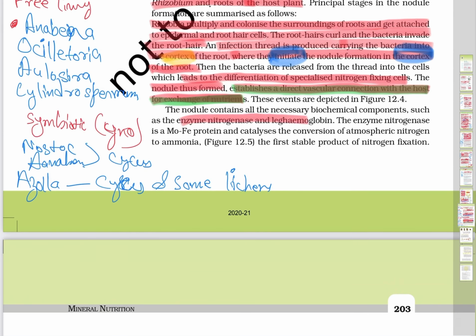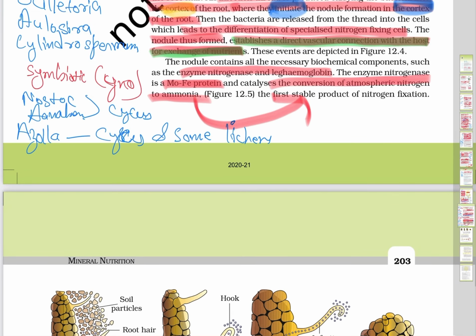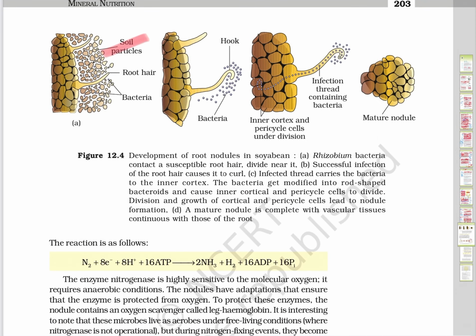Here you can see soil particles, root hair, and bacteria present near the root hair. When the bacteria start multiplying, the root hair curls and forms a hook-like structure, which further develops an infection thread containing bacteria. It reaches the inner cortex and pericycle, which undergo division. Thus the mature nodules are formed.